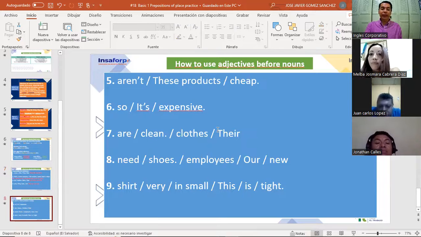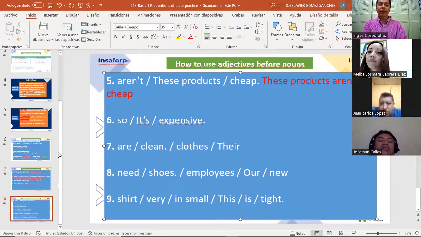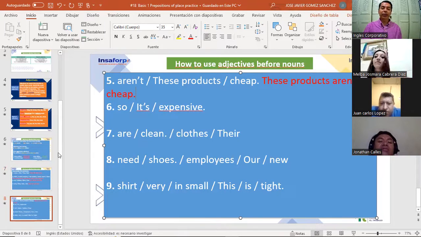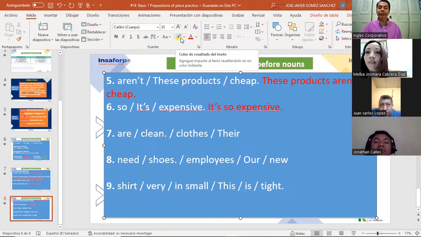Okay, let's go to the last exercise. Aquí tenemos más oraciones, ¿sí? Okay, volunteers, please, number five. These products, eso me gusta. Aren't cheap. These products aren't cheap. Excelentoso, nice. Okay, number six. It's so expensive. Like very, so indicates intensifier, right? Intensifier. Good.